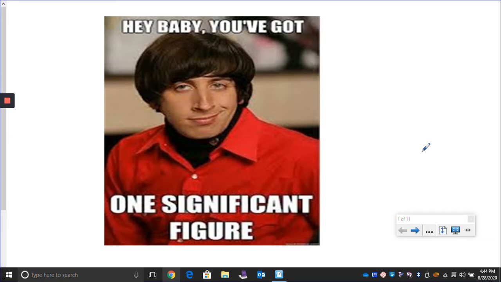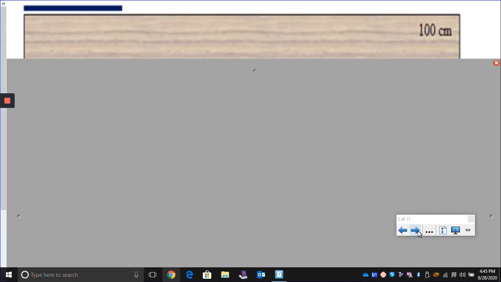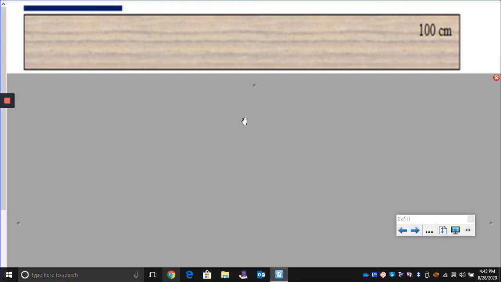So what are significant figures and why do we have to know what they are? Sig figs deal with measurement. So I know we count how many sig figs. You can tell me how many sig figs you have in a number, but why is it important? Well, it's important because it deals with precise measurements.